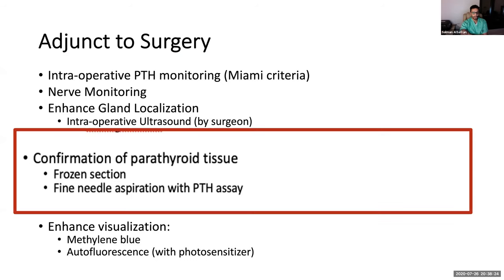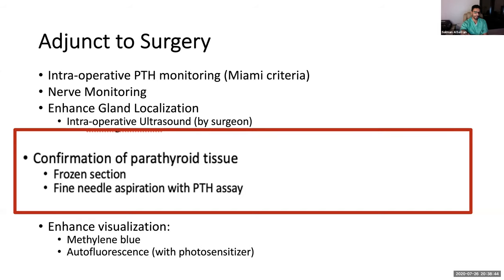The other thing you should do is confirmation of the parathyroid tissue, because parathyroid tissue could be pretty small, could look like fat tissue, or could be a lymph node. So to confirm it's a parathyroid, you take a piece of the specimen and send it for frozen section.